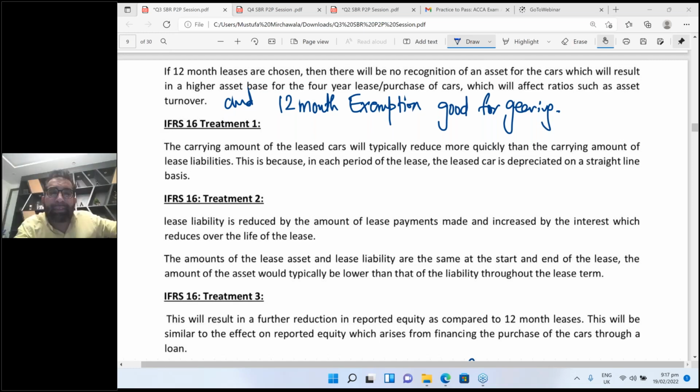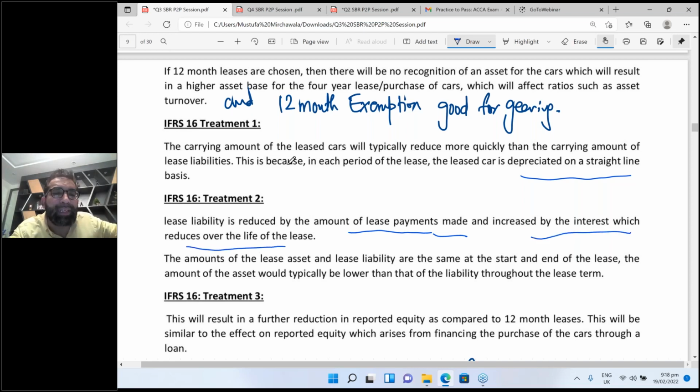Stay calm. The carrying amount of the leased car will typically reduce more quickly than the carrying amount of the lease liabilities. This is because in each period the leased car is depreciated on a straight line basis. On the other hand, lease liability is reduced by the amount of lease payments made and increased by the interest, which reduces over the life of the lease. Slow. First read it and think. I'll show you some entries as well.